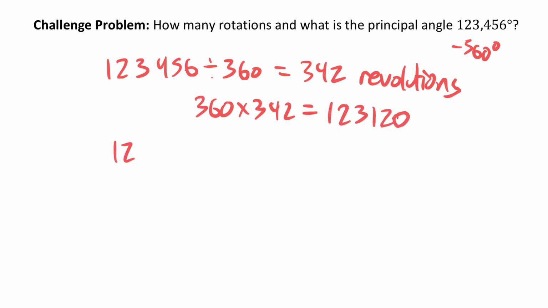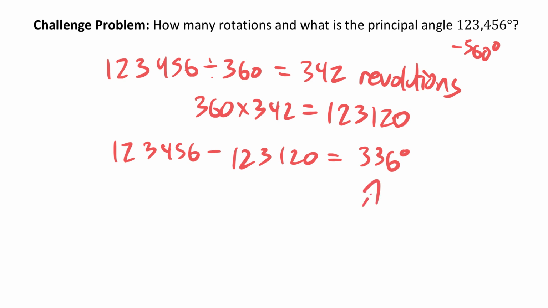That's 123,120. So we can take our original angle, we can subtract off a bunch of 360s, and that's going to give us our final principal angle. In this case, 336 degrees. So how many revolutions? 342. And what's the principal angle? 336. Let's take a look at another question here.